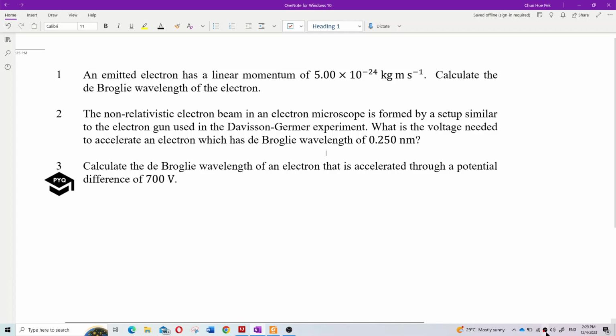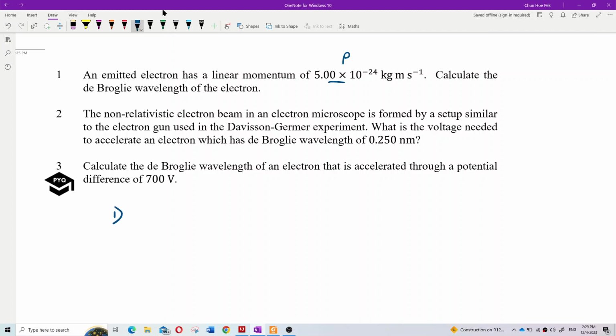Okay, now it's recording. An emitted electron has a linear momentum of 5 × 10^-24. Calculate the de Broglie wavelength of the electron. Okay, very simple question. For question 1, you have the momentum p, and you want to find the wavelength. So you just use the de Broglie wavelength formula.